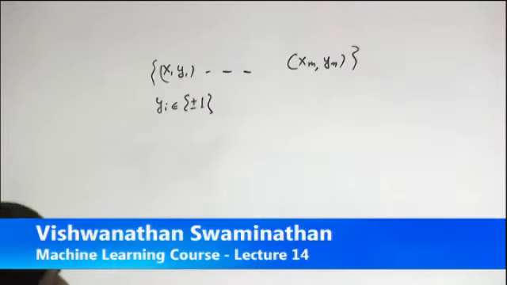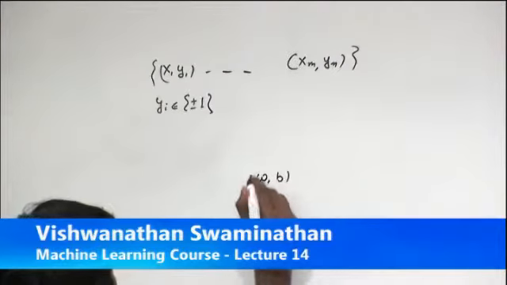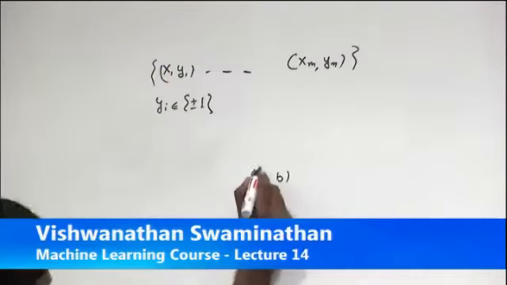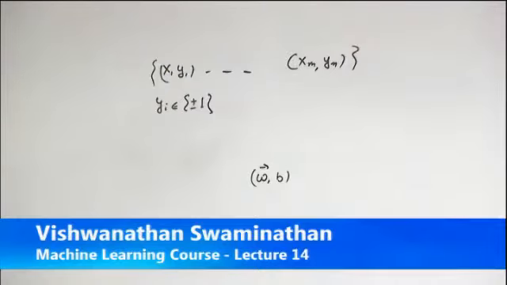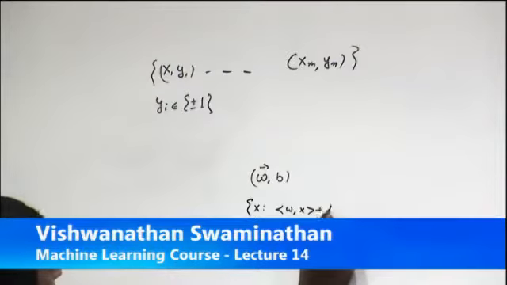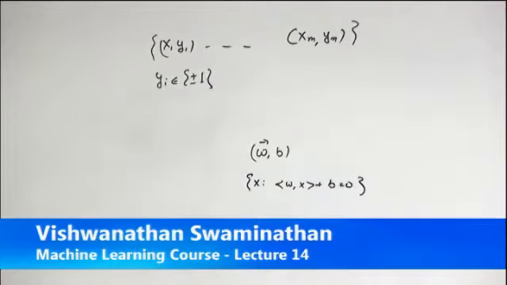So last time I told you this fact. I hope you got a chance to go and prove it for yourself: if I give you a weight vector W and an offset B, a hyperplane specified by this W and B pair is given by the set of all points x such that W dot x plus B is equal to 0. This is the definition of the hyperplane.